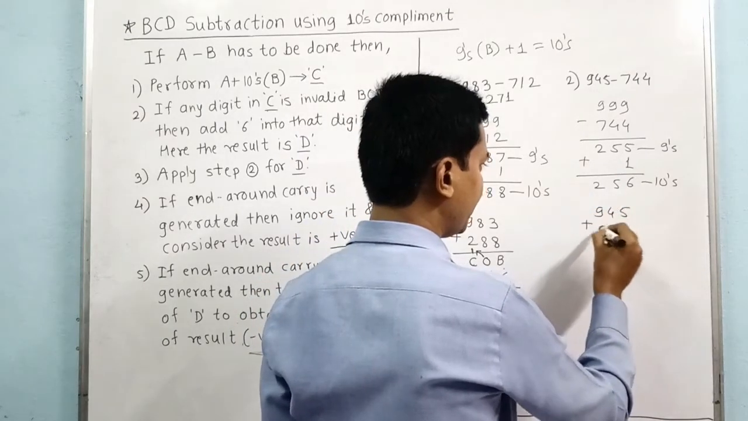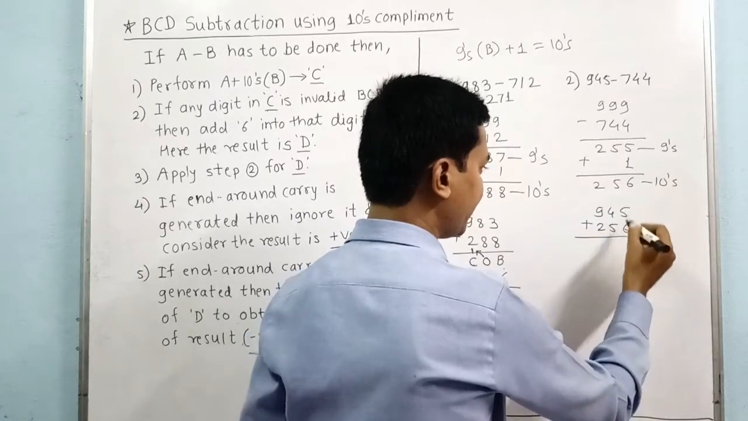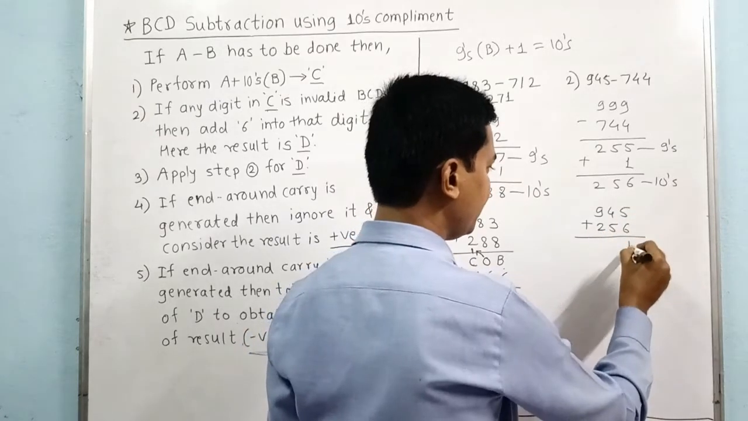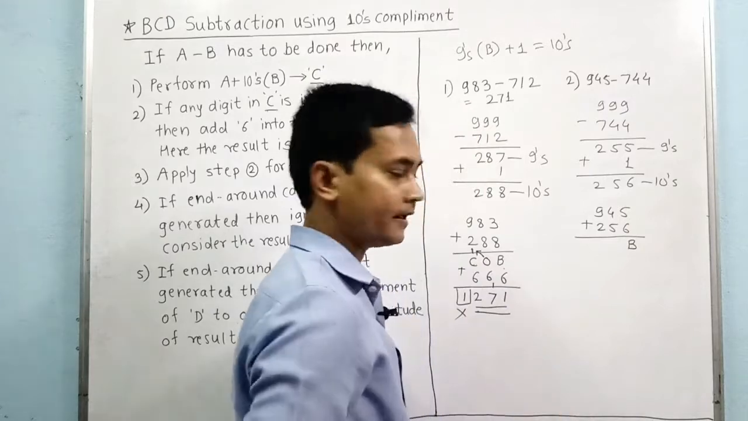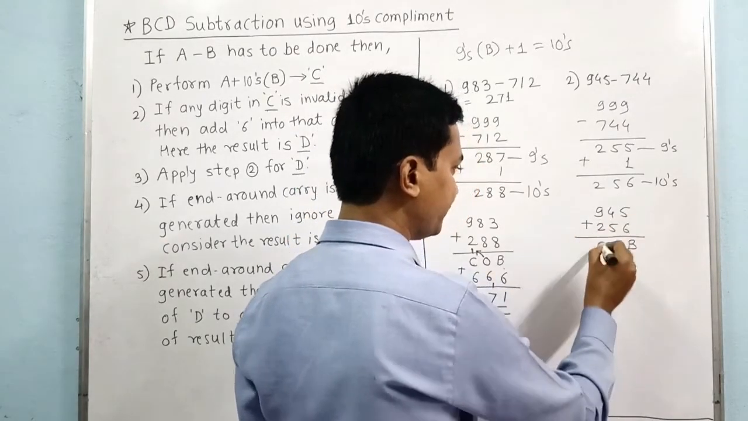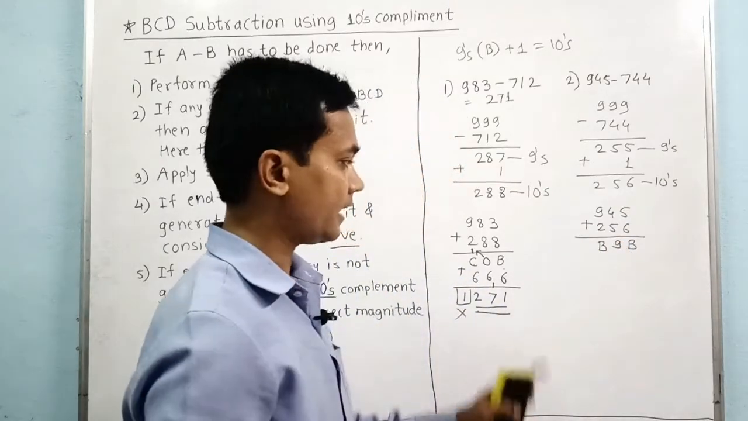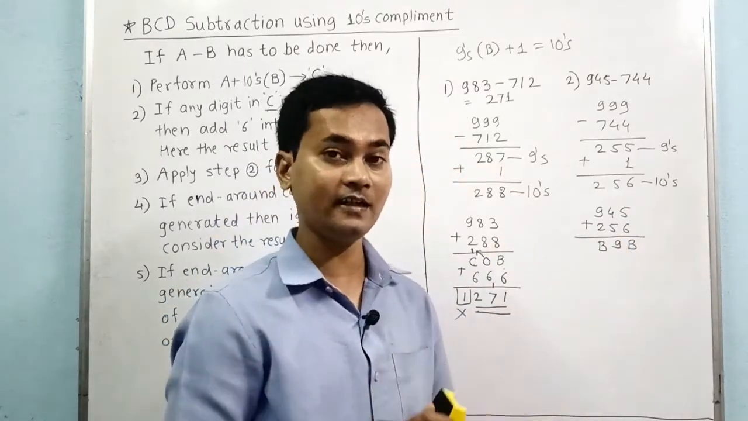945 plus 256. Okay, so 6 plus 5 is 11. 11 means B. Then 4 plus 5 is 9. Then 9 plus 2 is 11, which means B again. Now check whether each and every digit is valid BCD or not.